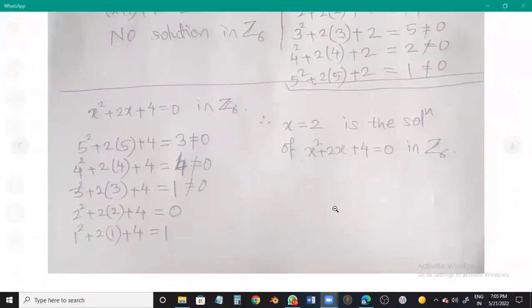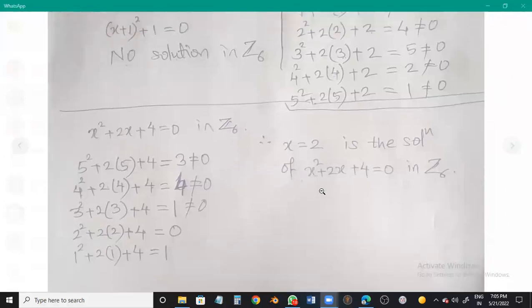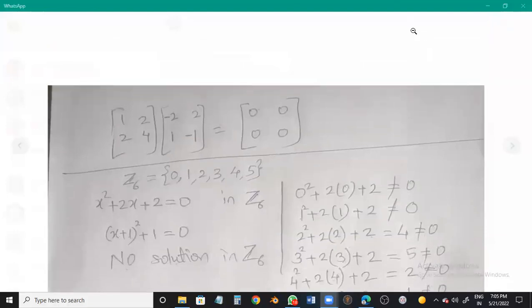Same way we tried for this equation, x square plus 2x plus 4 equal to 0. And I found that x equal to 2 gives me answer equal to 0. Rest all are non-zeros. So x equal to 2 is the solution. So you will work out on your own and check whether I am correct or not. So with this, I would like to move next. Hope all of you are ready for the next thing.